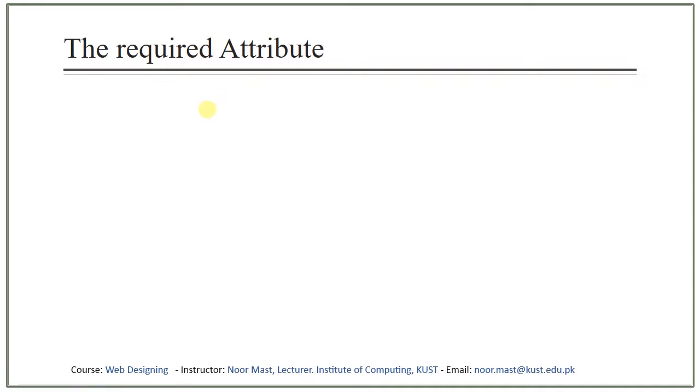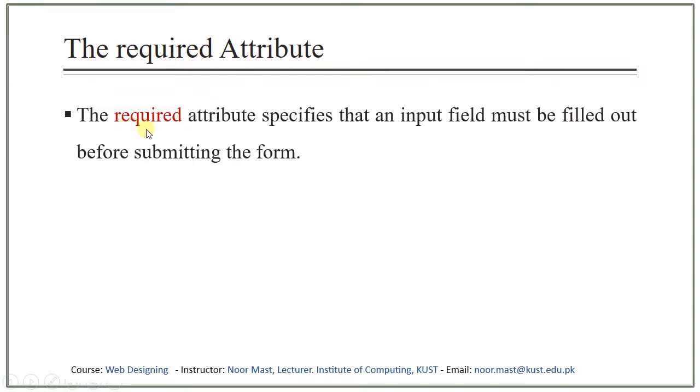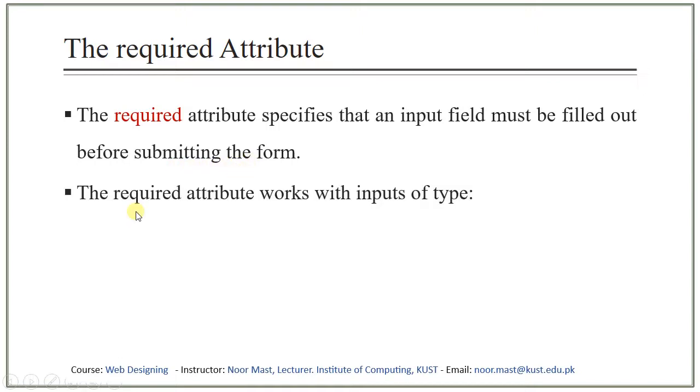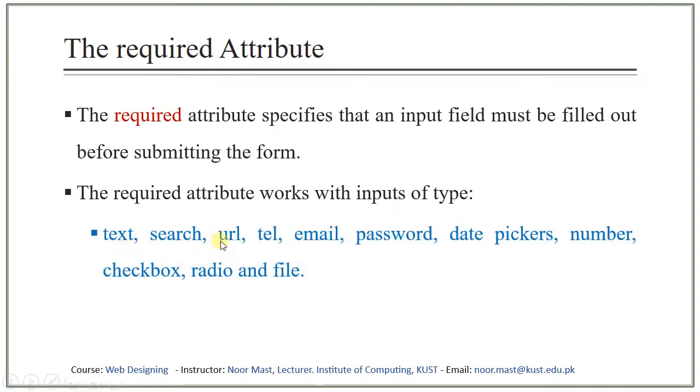Now to study the required attribute. The required attribute is a Boolean attribute. By adding it to a field, the user must enter a value for that field before submitting the form. The required attribute works with input types including text, search, URL, tel, email, password, date picker, number, checkbox, radio button and file. This segment of code shows how to add the required attribute to an input field.